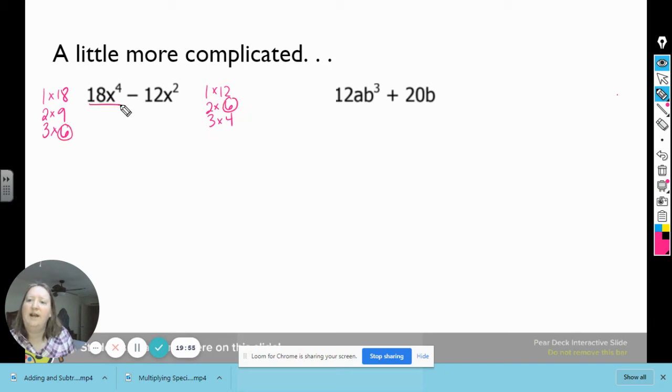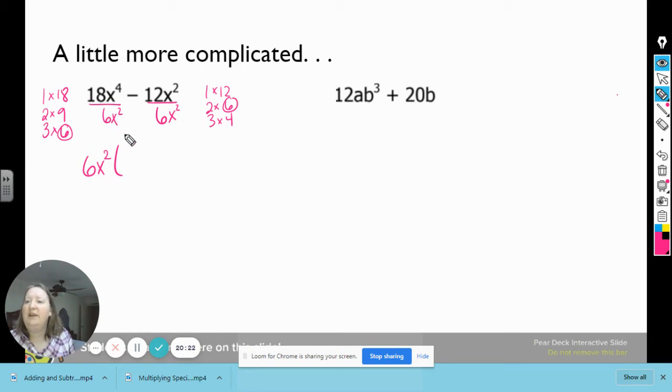So I'm going to divide out of this a 6. But what else can I take out? What else is a common factor? Well, this guy's got 4 x's and this guy's got 2, so I can at least take out 2. And that's going to leave me with 6x squared on the outside. So this is the greatest common factor. And then what are the leftovers? When you divide out the greatest common factor, what are the leftovers?